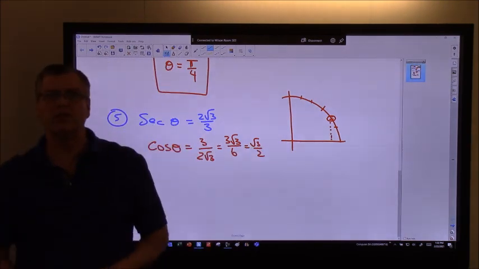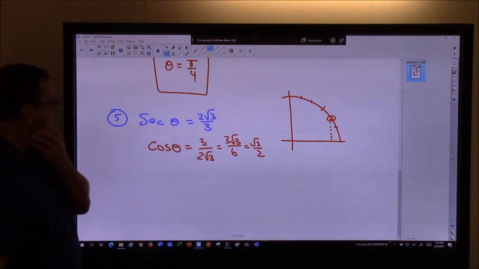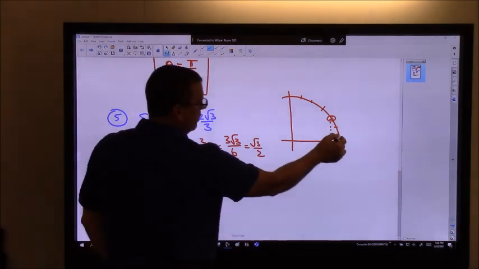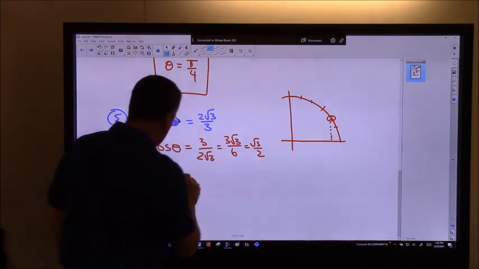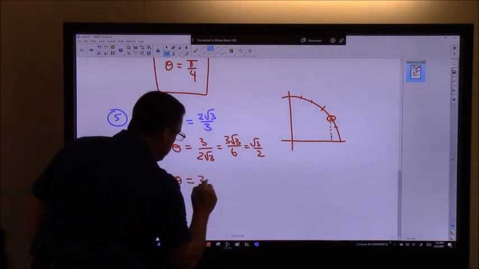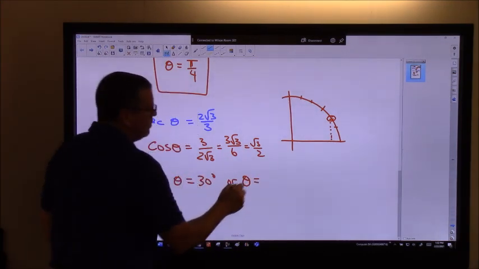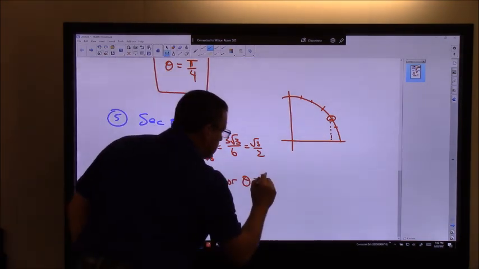Remember that number in the calculator? That's what root 3 over 2 is equal to. So I think that's the angle I'm looking for. And so that's 30 degrees. Remember, each tick mark is 15, so 15 times 2. So theta equals 30 degrees, or theta equals, that would be 2 pi over 12, which is pi over 6.